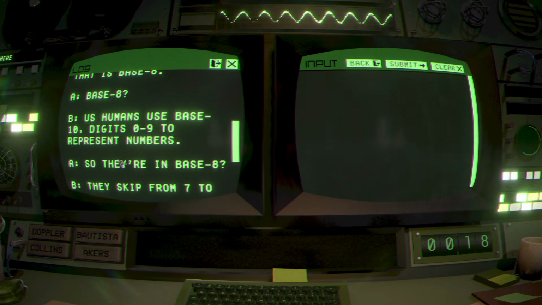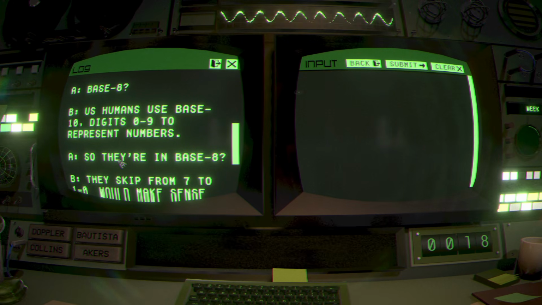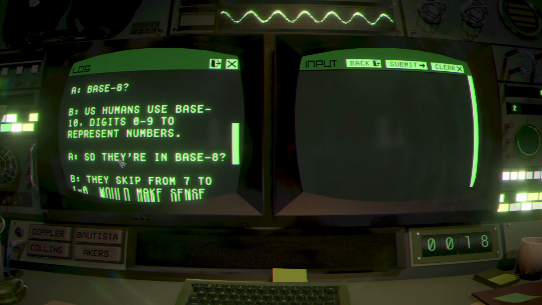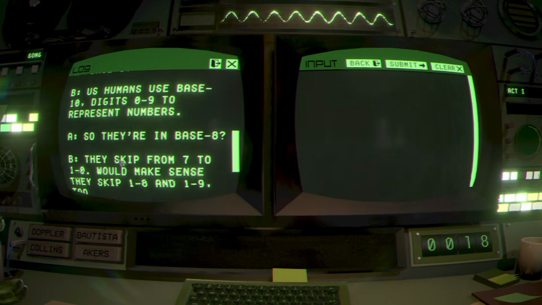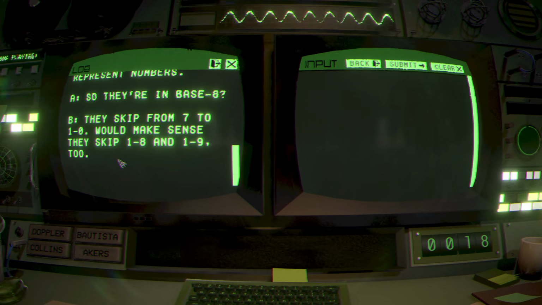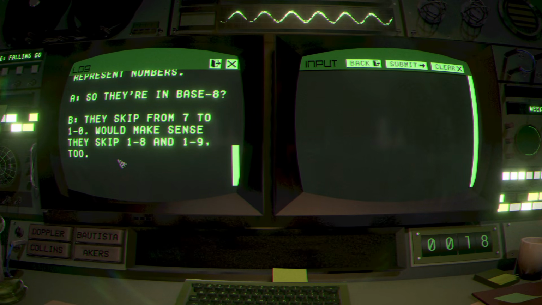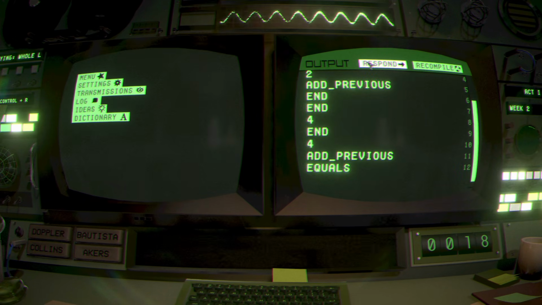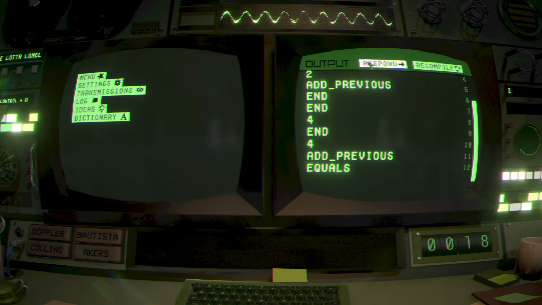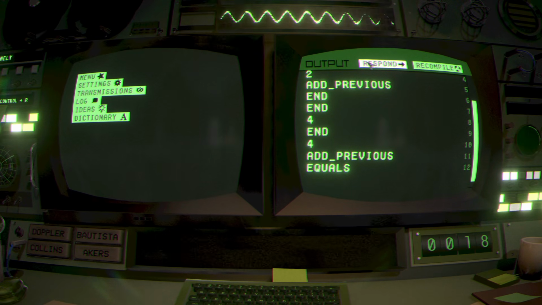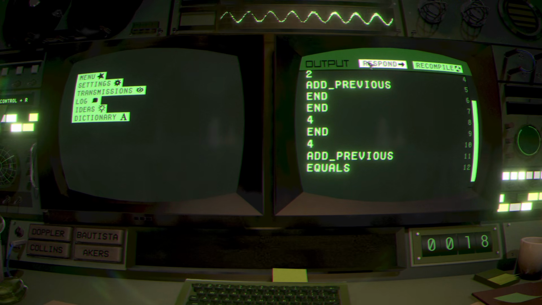Base 8. Us humans have used base 10, digits 0 to 9 to represent numbers. So they're in base 8. They skip from 7 to 1, 0. To 1, 0. That makes sense. They skip 1, 8 and 1, 9, 2. Oh, we're so close. I can feel it. I'm right here on the mark. I don't quite get it.